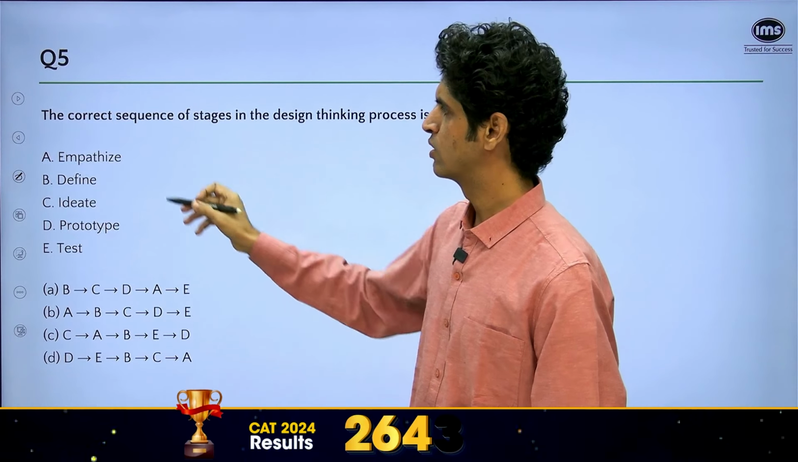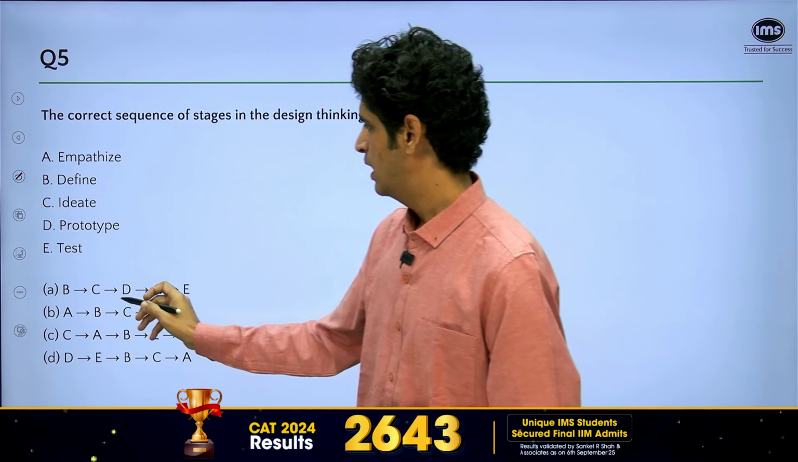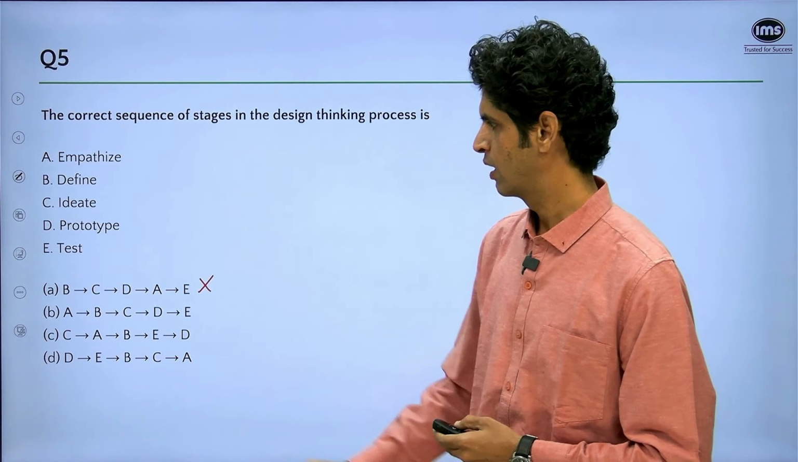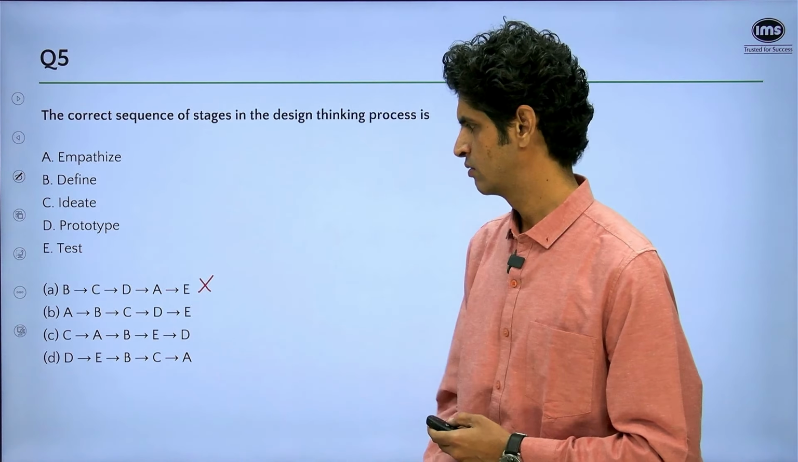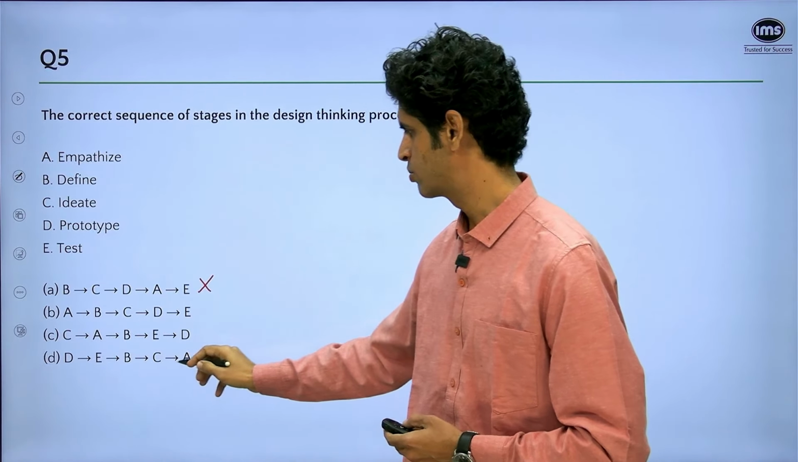Here, I need to understand that A has to appear before B. A appears before B, not in this case. A appears before B, yes. A appears before B, yes. And A appears before B, no.